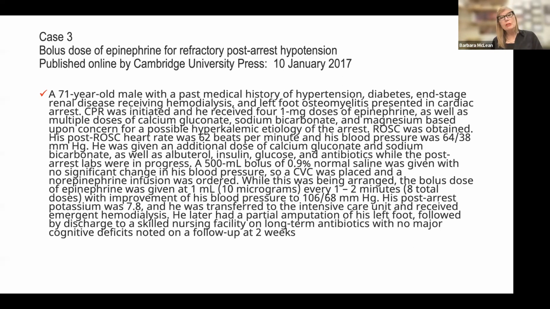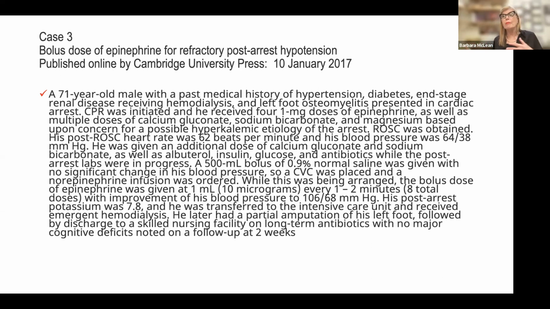71-year-old with past medical history of hypertension, diabetes, end-stage renal disease, receives hemodialysis. He has left foot osteomyelitis, presented today in a cardiac arrest. CPR is initiated. These are all CPR patients. Receives 4 1 milligram doses of epi. That's his cardiac dosing, as well as multiple doses of calcium gluconate, sodium bicarbonate, magnesium, because there was concern that he might be in a hyperkalemic cardiac arrest.